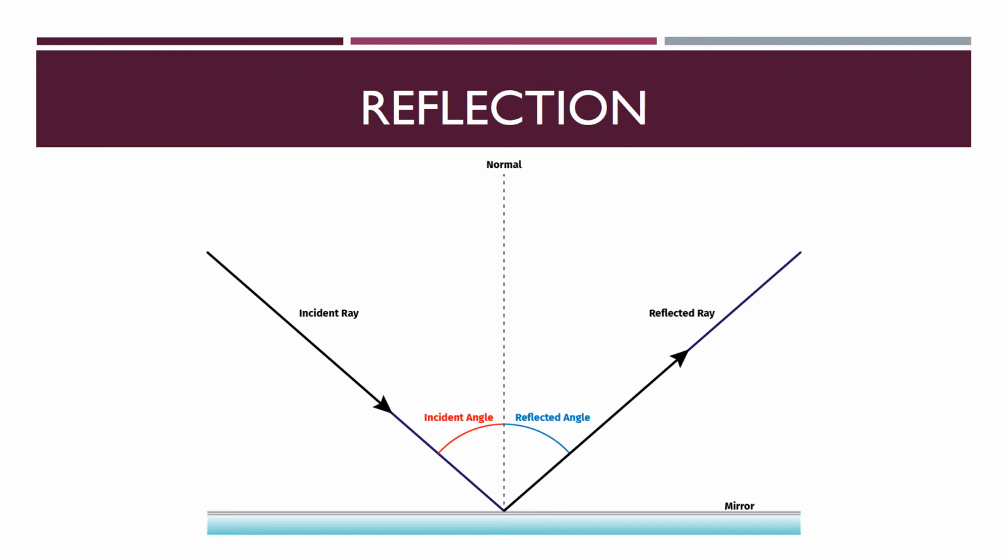The angle formed between the normal line and the incident ray is what we call the incidence angle, or the angle of incidence. On the other hand, the angle formed between the normal line and the reflected ray is what we call the reflected angle, or the angle of reflection. In the law of reflection, these two are always equal. So we can say that the incident angle is always equal to the reflected angle.